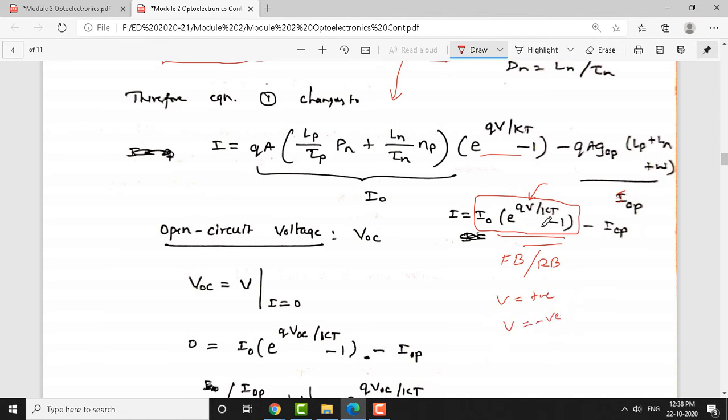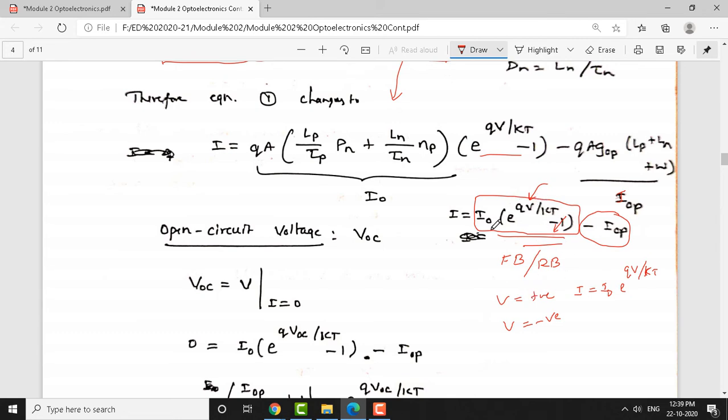And also we have seen approximations here. When V is positive, the exponential term becomes very large, and 1 can be neglected. This goes off for the forward bias. So, for the net current, for the time being I am ignoring this and considering only this. When V is positive, the current will be like this: I is equal to I naught times e to the power of qV by kT, because 1 becomes negligible, since the exponential value is large when V is positive.